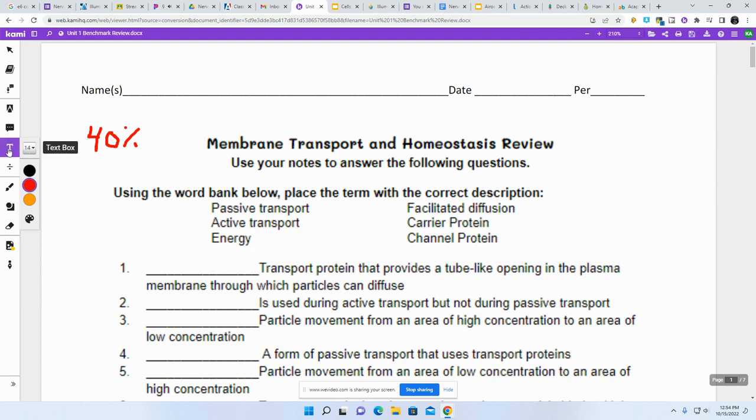So if you're just copying what I'm doing and don't really understand it, that's really not going to do it for this one, because 50 points on homework is nothing. But 50 points on our benchmark, that's going to be a lot of points for your grade. All right, so here we go.